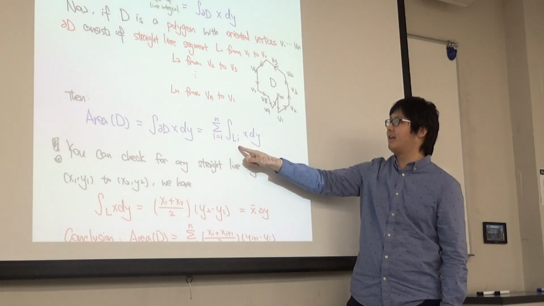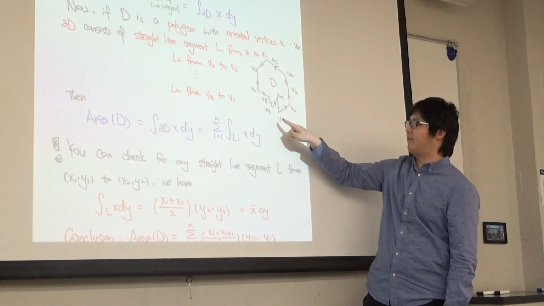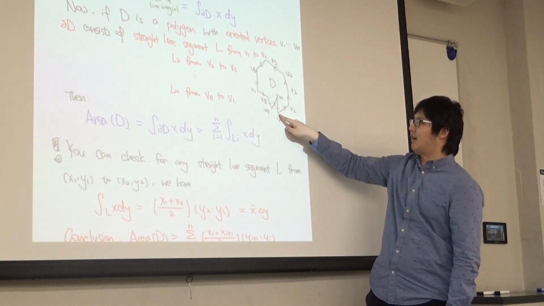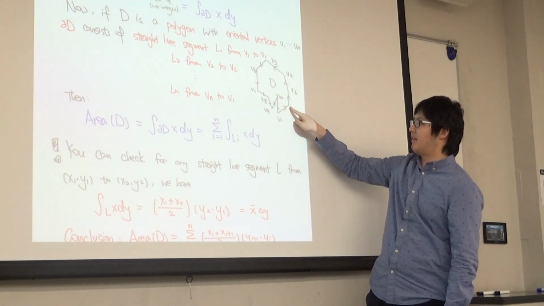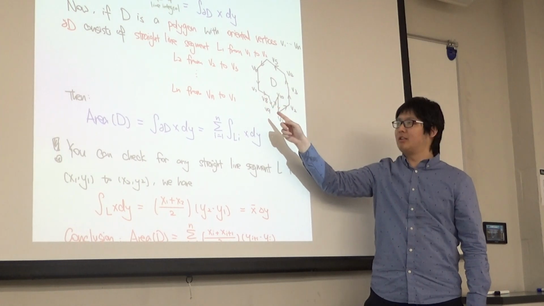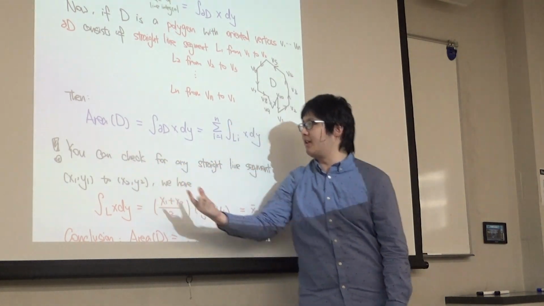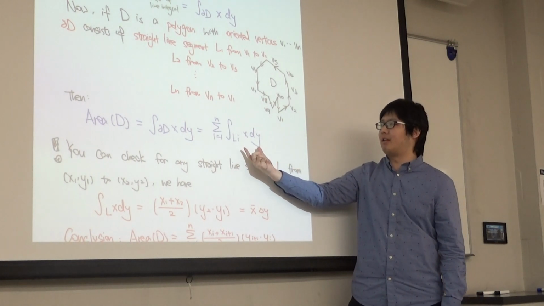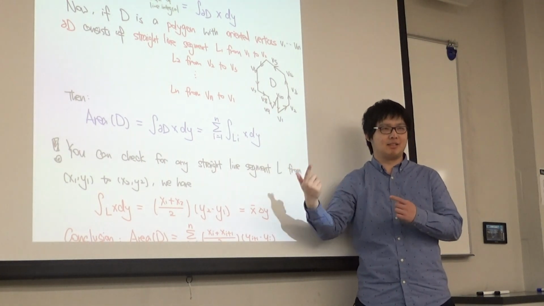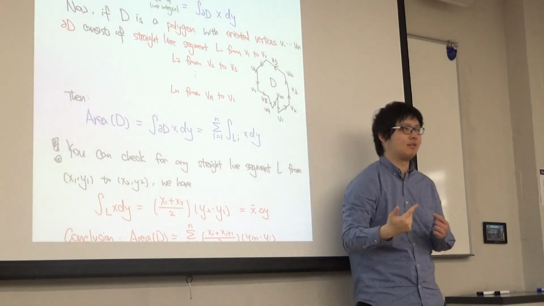So each Li is one edge. You take the integral of x along L1, and then on L2, and then on L3, and then on L4, and so on. So you break the problem of computing the area of D down to computing the line integral along each segment, each edge of the polygon.